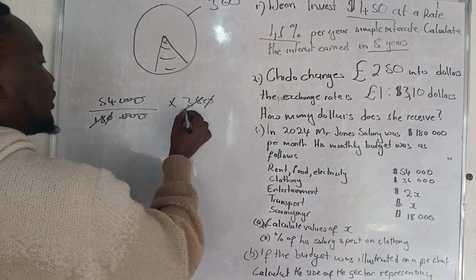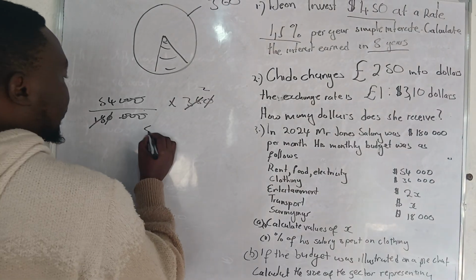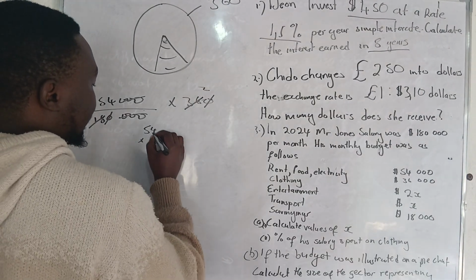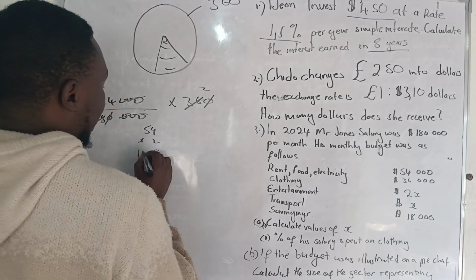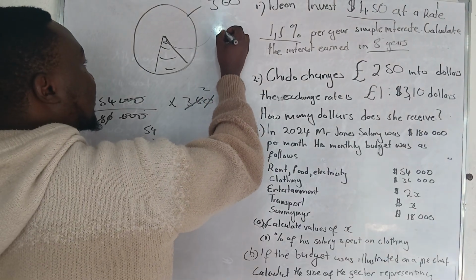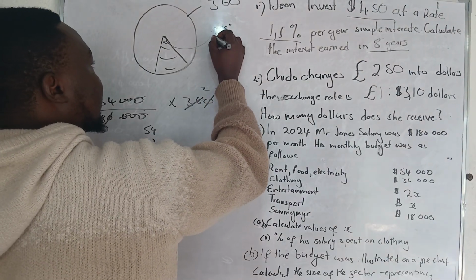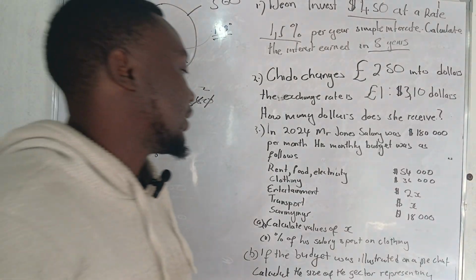So we remove these zeros. 18 into 36, that's 2. So 54 multiplied by 2. 4 multiplied by 2, that's 8. So this sector is going to be 108 degrees.